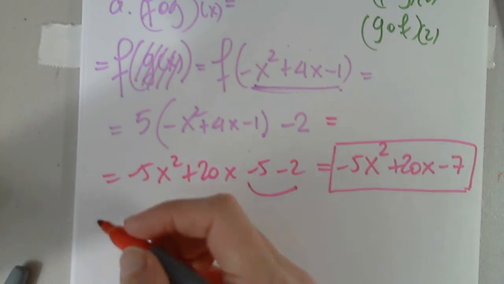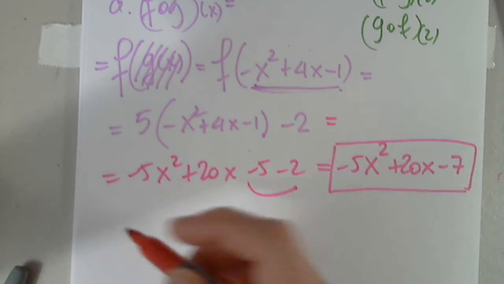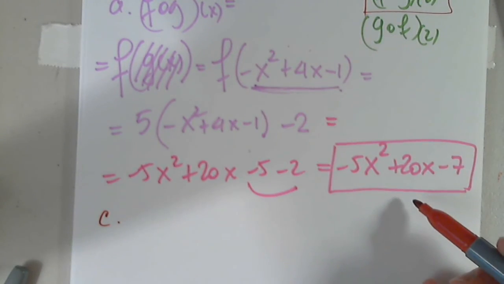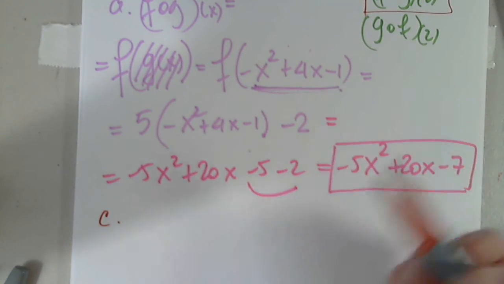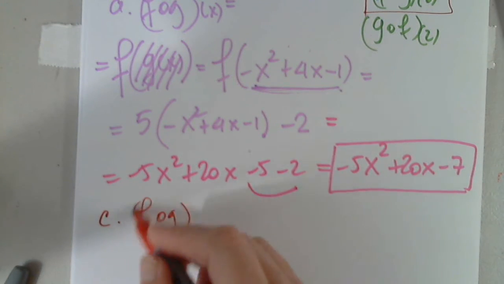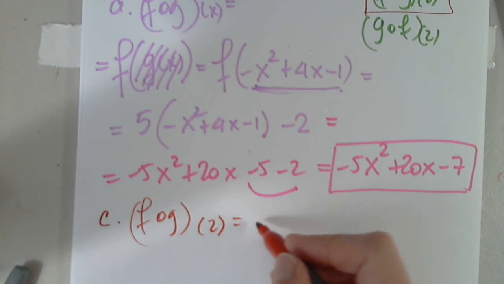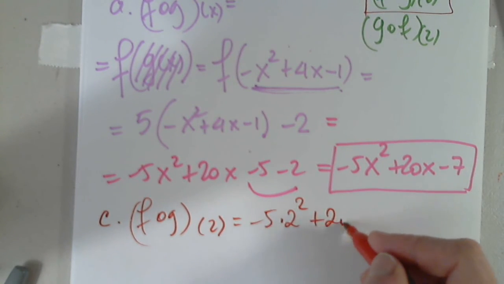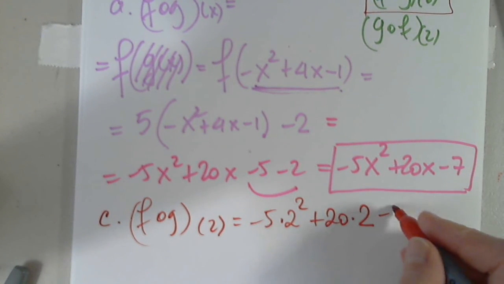Good. That was part A. I want to jump to part C. Why? Because I have the function. I need to plug in 2. So (f∘g)(2) is negative 5 times 2 squared plus 20 multiplied by 2 and minus 7.